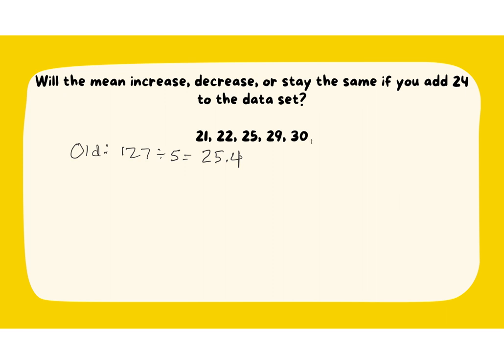If I add 24 to my data set, I now have a new data set, which has a new mean. It gives me a new total of 151, and I'm going to divide by 6 because I now have 6 numbers in my set. And that gives me a mean of 25.16, and that 6 is repeating. So my old number is bigger than my new number, so it's going to decrease if I add 24.